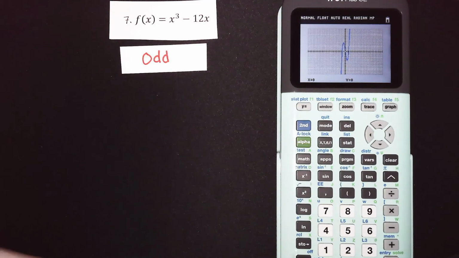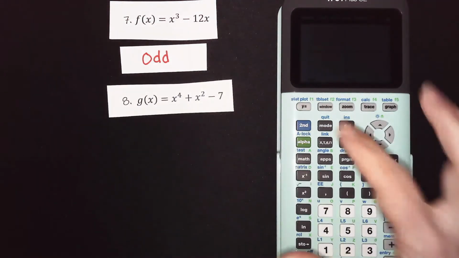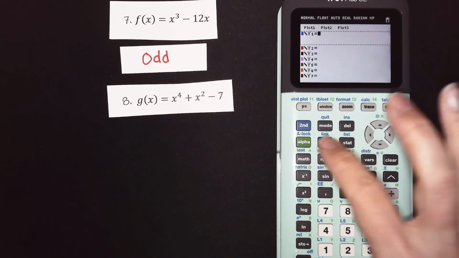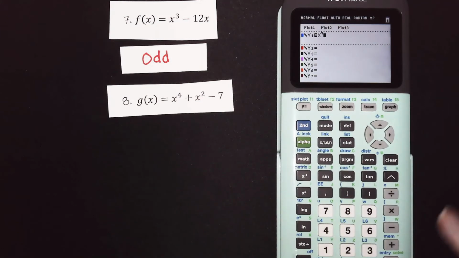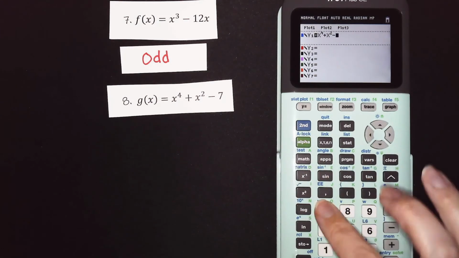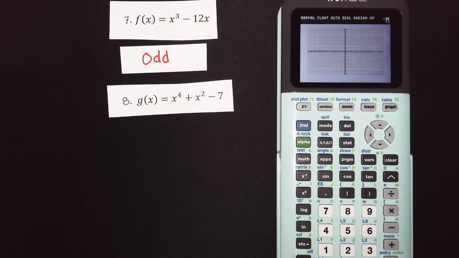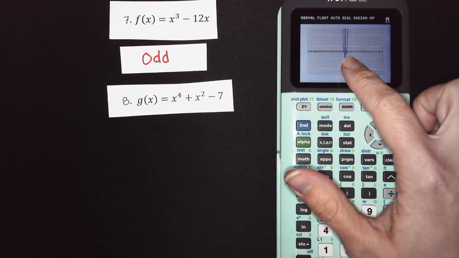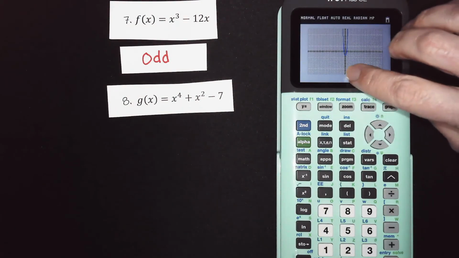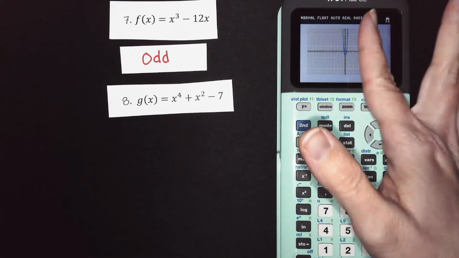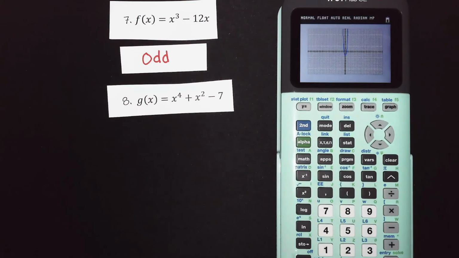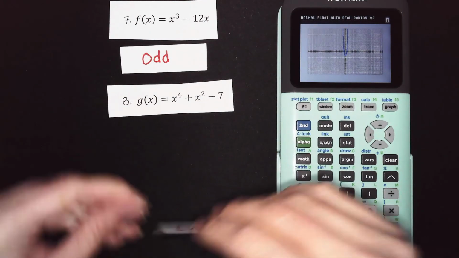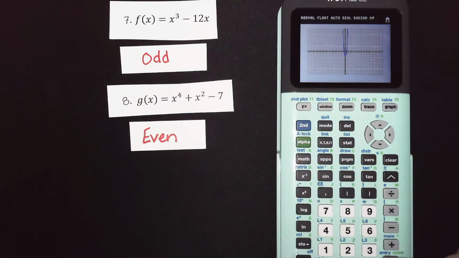All right, let's try number 8. I'm going to enter it in my calculator: x to the 4th plus x squared minus 7. Let's just look at the graph. Okay, so here's my graph. Let's first try to see if it's even. If I were to reflect it over that y-axis, fold it in half, both sides are on top of one another. So this is an even function.